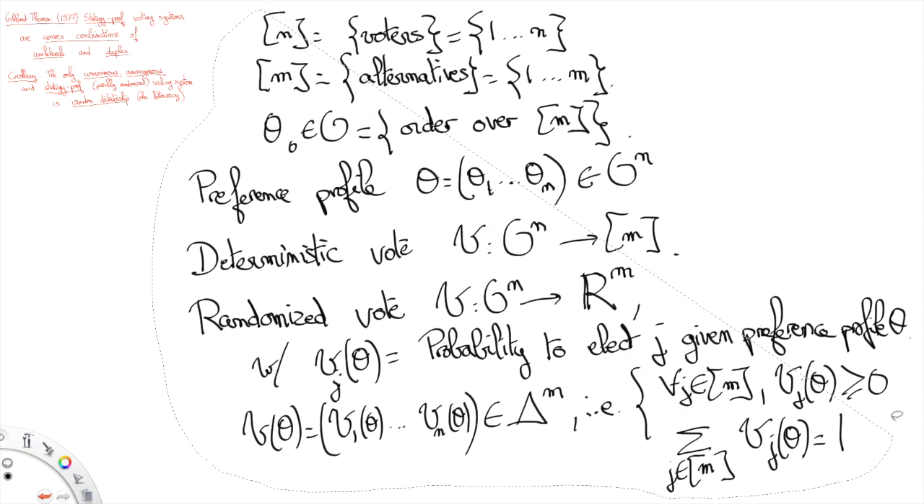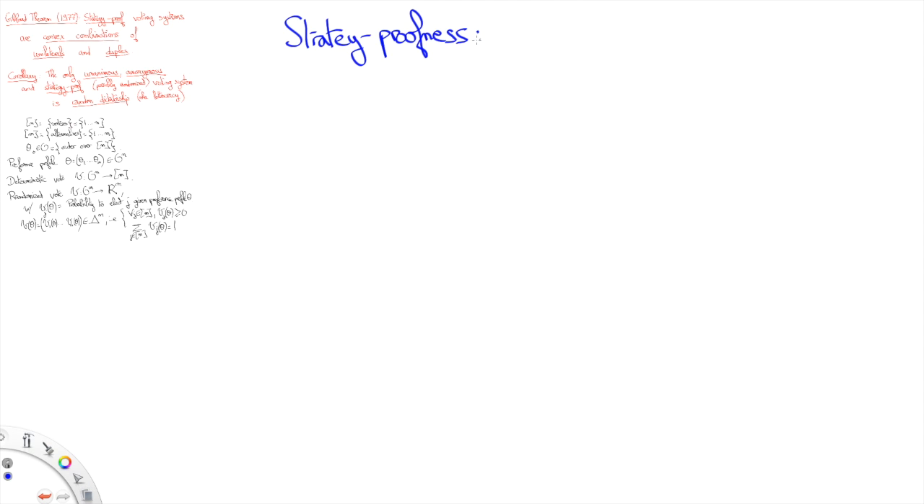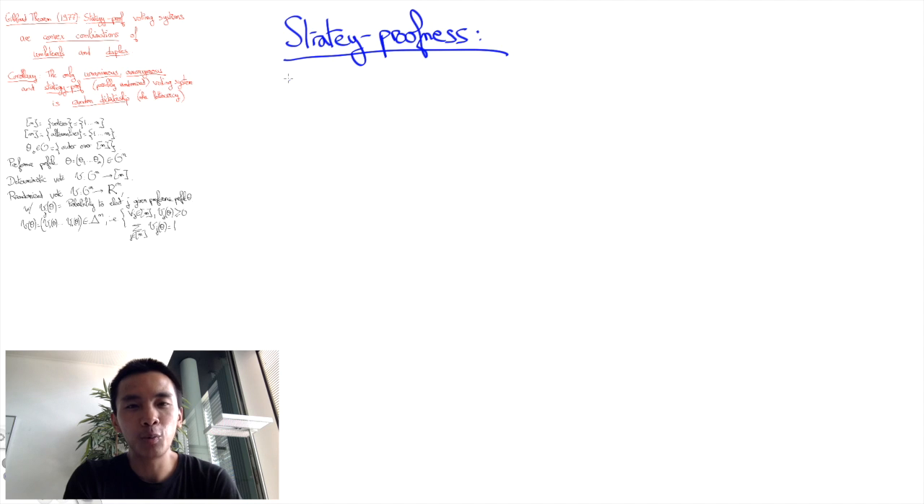Now, to understand the Gibbard theorem, we need to define strategy-proofness or incentive compatibility. These are the two equivalent terminologies in the literature. But because here we have uncertainty, we have some randomness, it's going to be a bit hard to define strategy-proofness. It's not going to be as straightforward as it was for the Gibbard-Satterthwaite theorem.